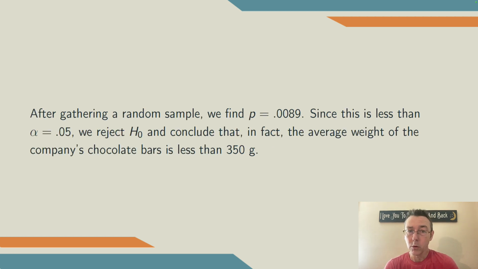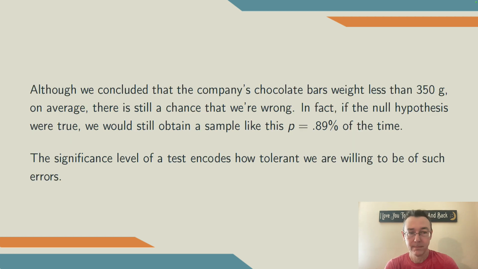So, suppose we go out and get a random sample, compute a sample mean, and get a p-value of 0.0089. Since this is less than the threshold we set, alpha equals 0.05, we reject the null hypothesis and conclude that in fact the average weight of the company's chocolate bars is less than 350 grams. We say that result is significant at level alpha equals 0.05.